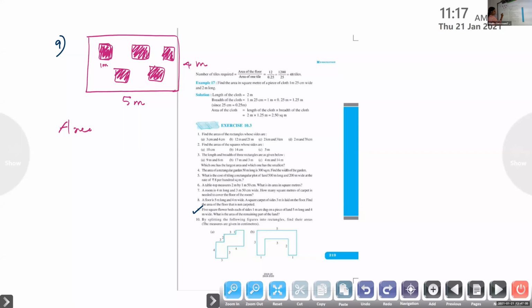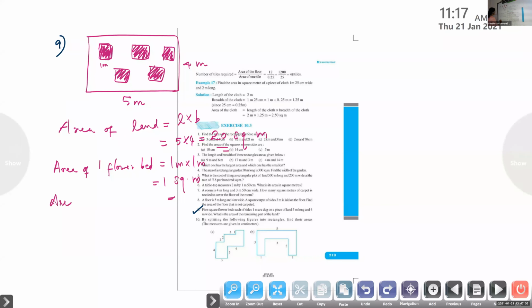Area of land equal to L into B equal to 5 into 4 equal to 20 square meter. Then area of one flower bed is in a square shape. So 1 meter into 1 meter, you will get the answer, 1 square meter. So area of five square flower beds we have to find. Area of five flower beds equal to 5 into 1 equal to 5 square meter.